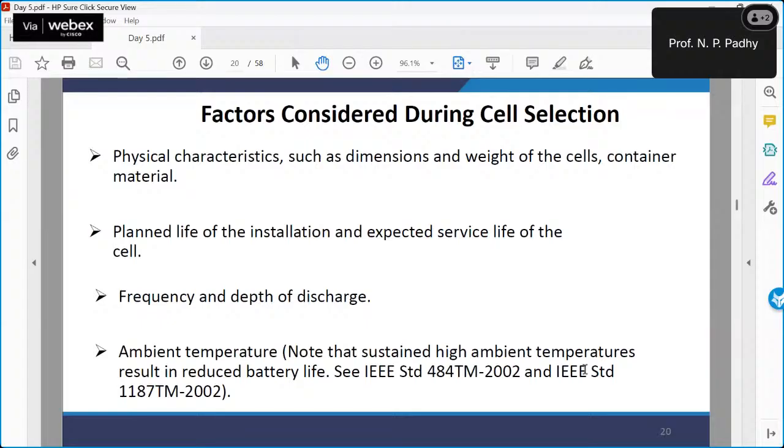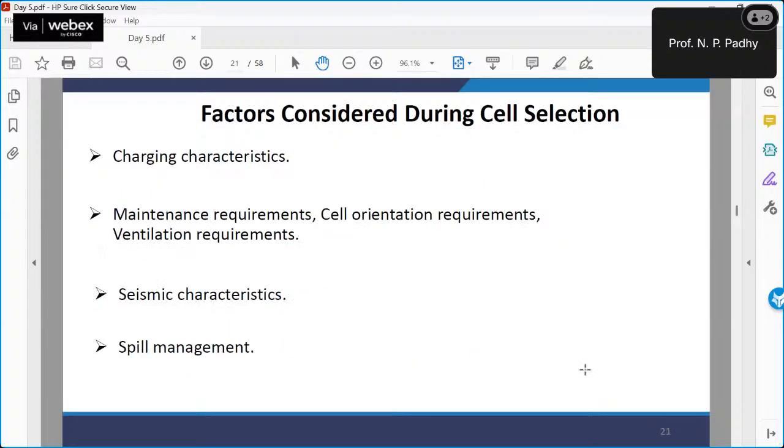Consider the cell, and what are the factors that need to be considered: physical characteristics such as dimensions and weight of the cell, container materials, planned life of the installation and expected service life of the cell, frequency and depth of discharge, ambient temperature. Note that sustained high ambient temperature results in reduced battery life. You can refer to different IEEE standards. Charging characteristics, maintenance, seismic characteristics, and spill management.